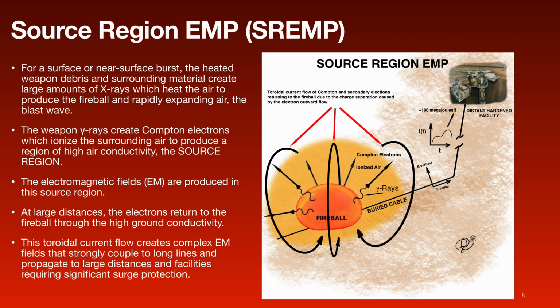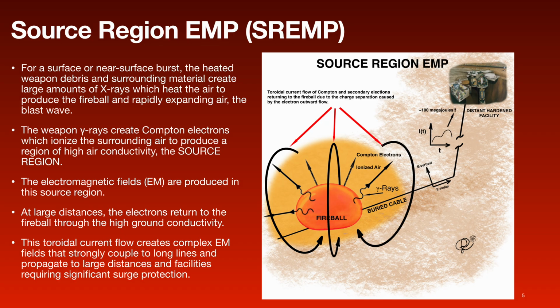As the distance increases, the electrons return to the fireball by entering the relatively high conductivity ground as shown in the figure. This toroidal current flow creates a complicated electromagnetic field. The E field has both vertical and radial components. Because of the toroidal current flow and the significant air conductivity, the E and H fields do not have a simple relationship, as does a propagating plane wave in free space. Although these fields fall off rapidly with distance from the burst, they are significantly larger than the HEMP fields.